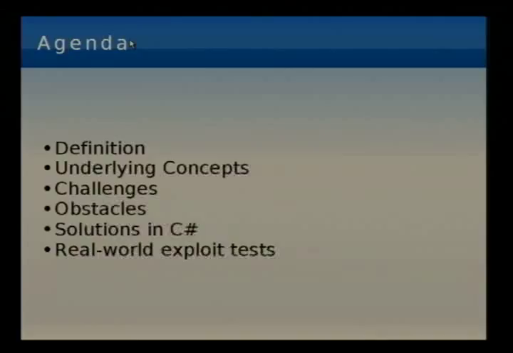So here's what we're talking about: the definition of static analysis. We're going to talk about some of the underlying concepts. We're going to talk about challenges. Challenges are things that can be overcome easily if you just put your mind to it and don't listen to discouraging people, and obstacles are things that are a little more difficult to overcome in reality. We're going to talk about the solutions for these in C# that we've implemented, and real-world exploit tests where we look at real programs that we've compiled. There are some limitations to the tool, and we'll talk about those as we go along.